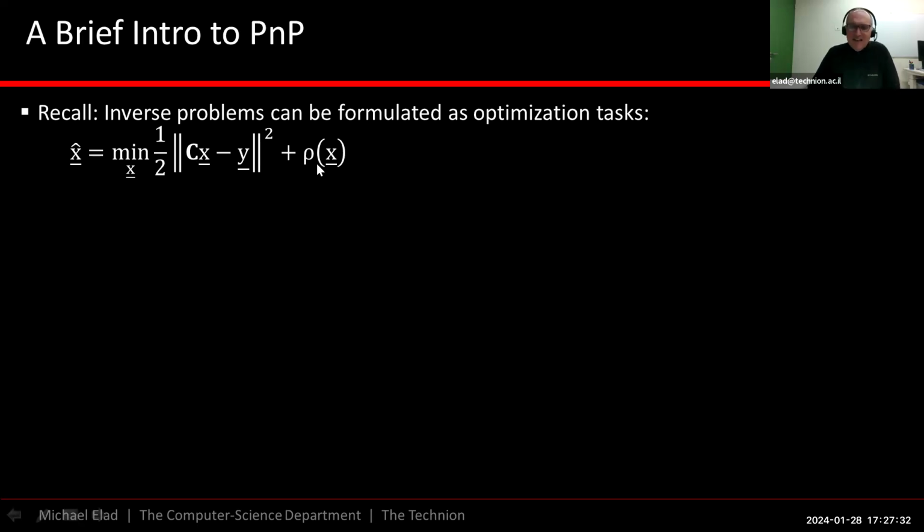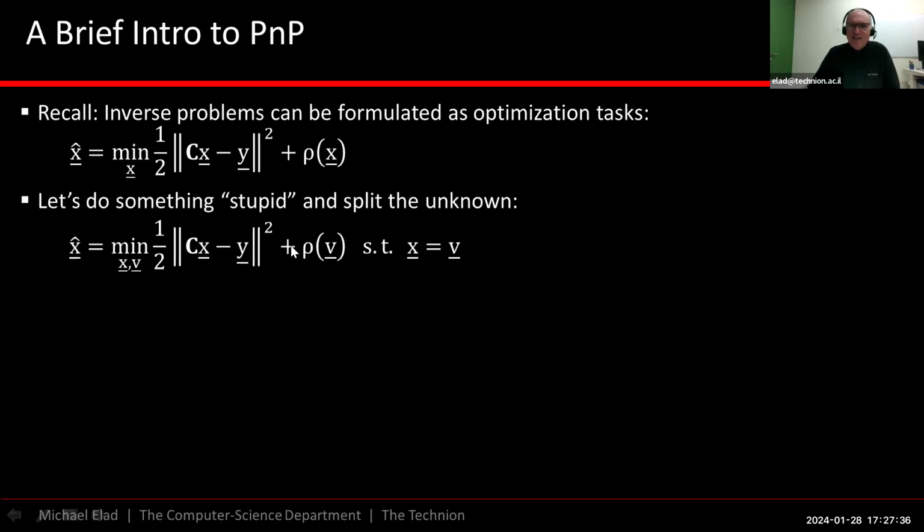Okay, what they said is, let's split variables. Let's do something really dumb. Let's come up with a new variable v that will have to be equal to x, such that this expression remains with x, and this expression is written with respect to v. Now, since x and v are the same, nothing changed. I just complicated something, okay?